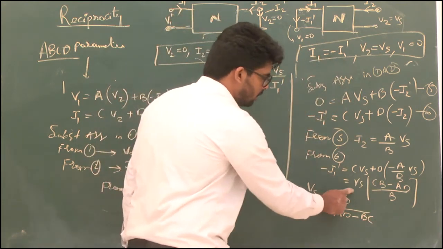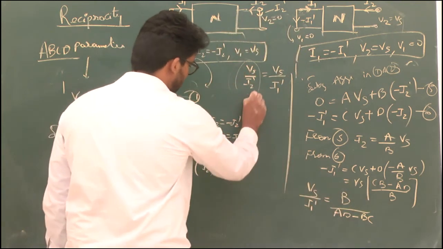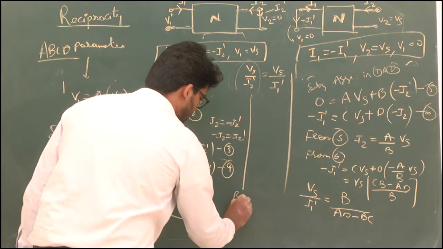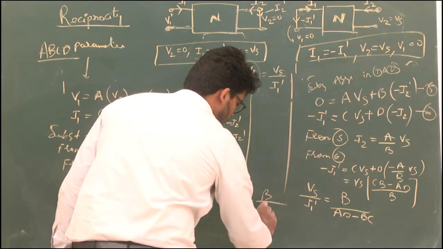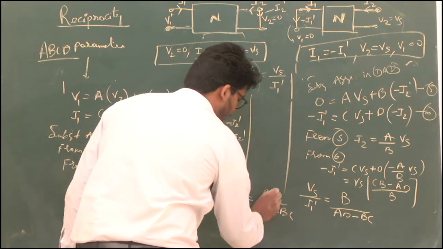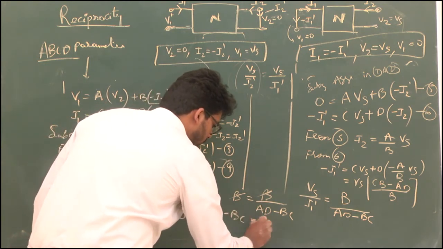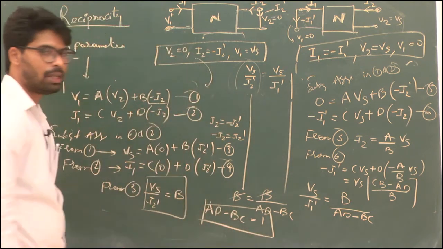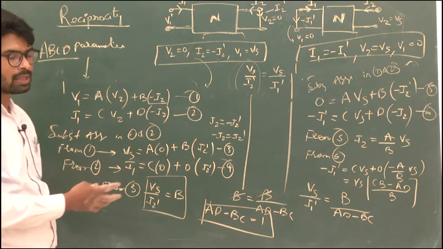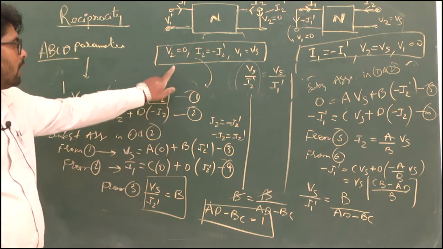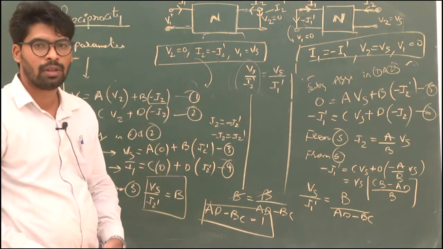So we need Vs by I2 dash, so we bring B there. Equating this thing and this thing: from Vs by I2 dash we got the B value, which equals Vs by I1 dash, which is B by AD minus BC. You cancel both these things, therefore AD minus BC equal to 1. So this is the condition for ABCD parameters to be reciprocal. What we did is based on these assumptions only. Without taking these assumptions, we can't move further.